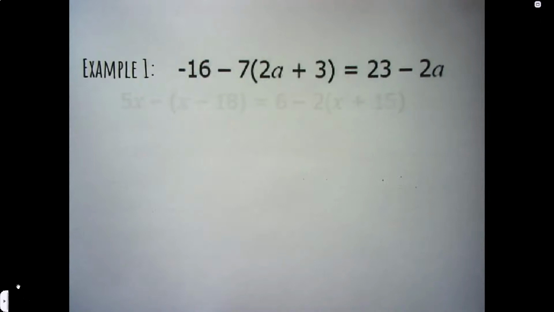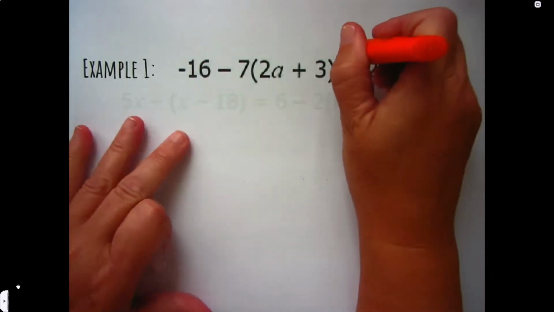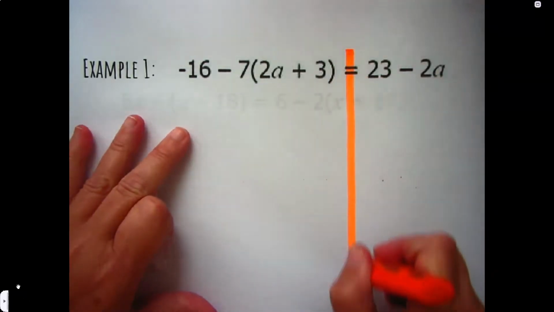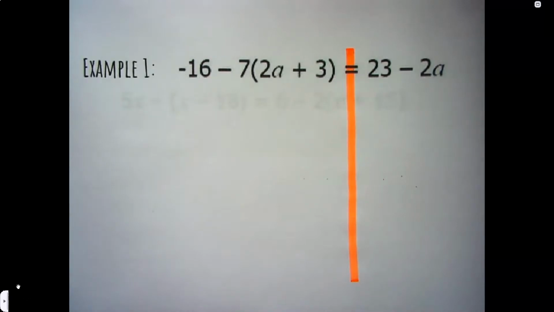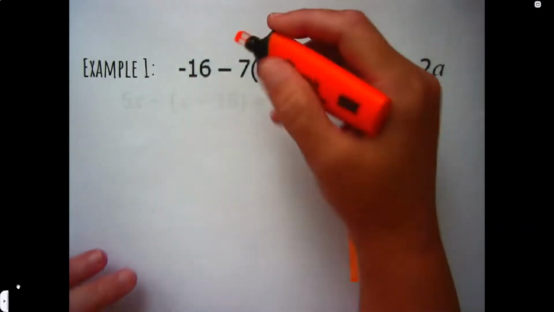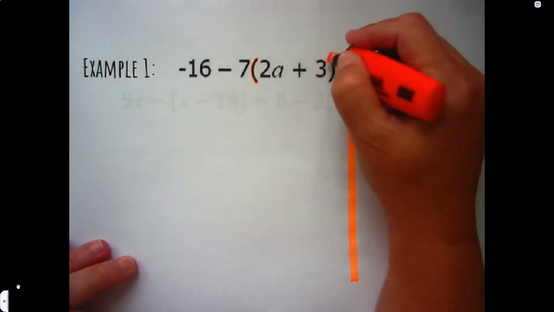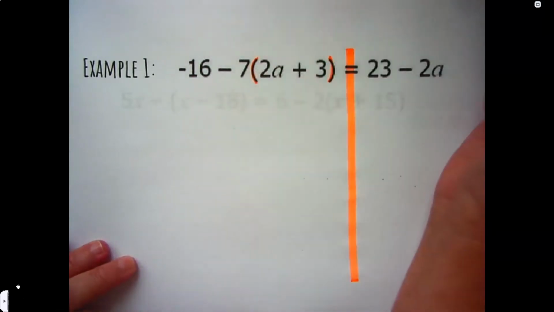All right, so we're going to solve this first one. I'm going to draw my line through my equal sign so that I can clearly see my 2 sides. And I'm going to go through those steps that we just talked about. So step 1 is to distribute if it's necessary. So is it necessary in this problem? And I see yes, it is. I have parentheses right here that are going to have to go away.